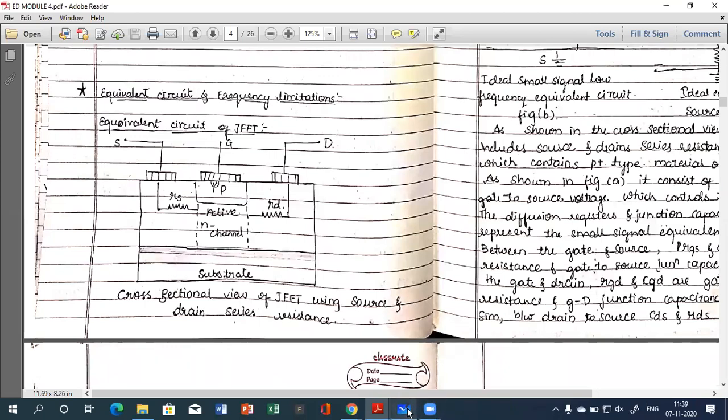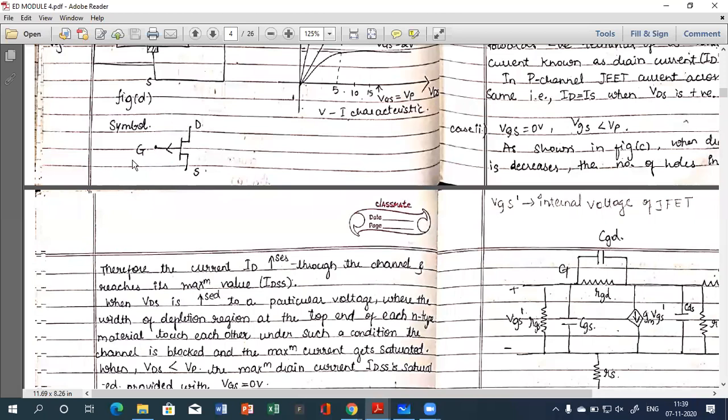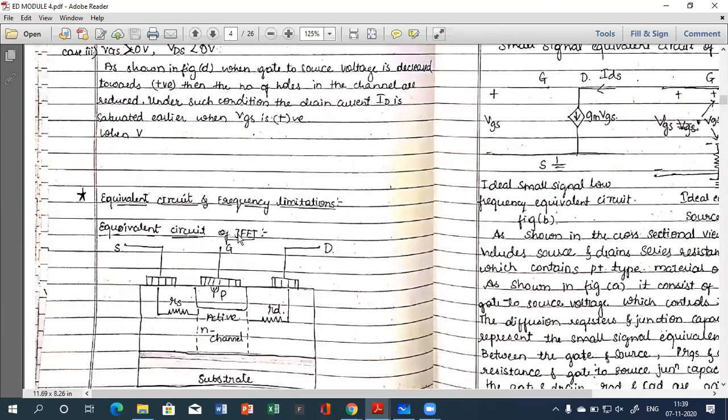Before this, first I will consider one symbol like this. This is a P channel JFET symbol. If I draw the arrow mark in the opposite direction, then it becomes the symbol for N channel JFET. So now, what is the role here? First, I have to draw the equivalent circuit of JFET using the symbol.